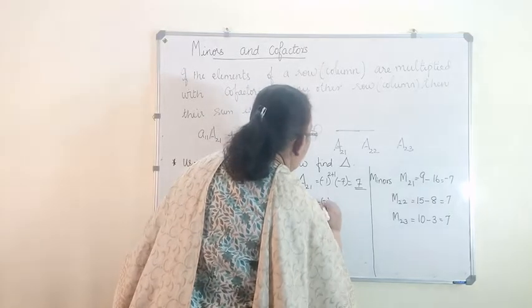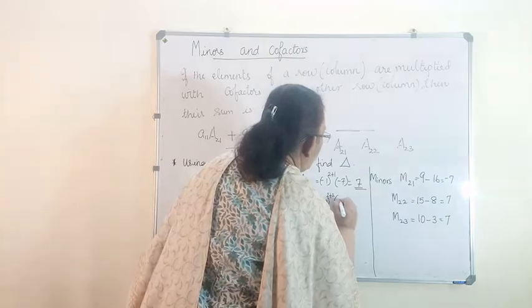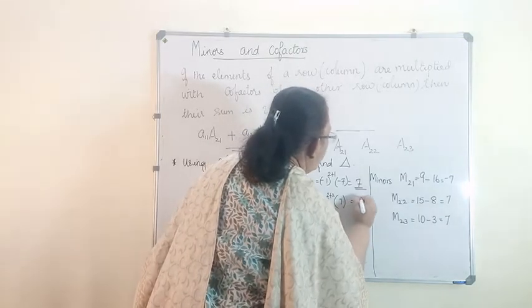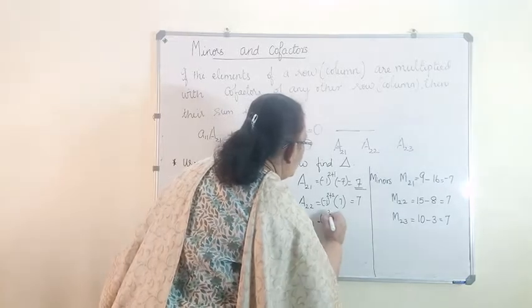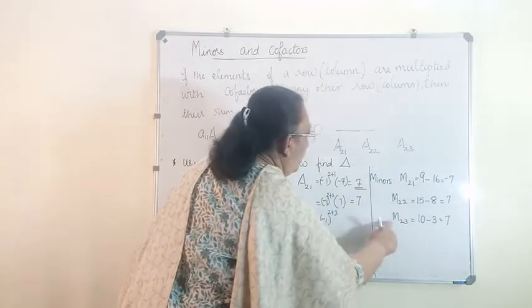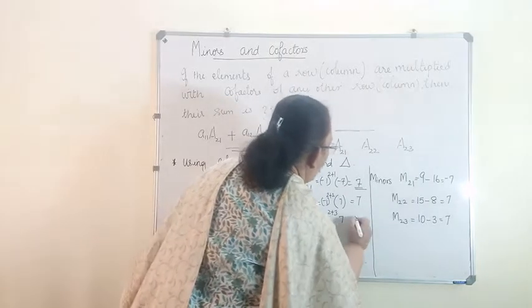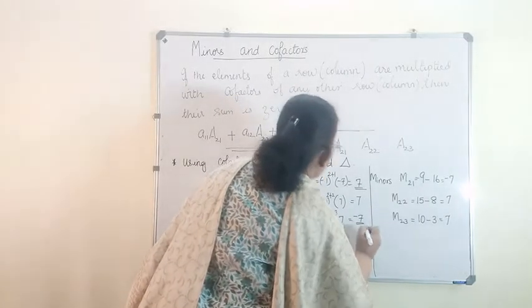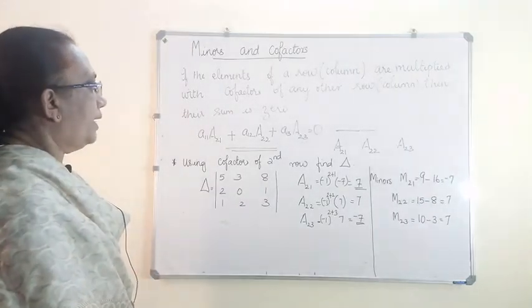A22 is minus 1 raised to 2 plus 2 into M22, which is 7. Positive of positive is positive. A23 is minus 1 raised to 2 plus 3 into M23, which is equal to 7. So, this becomes negative 7. Okay. Using cofactors of the second row.